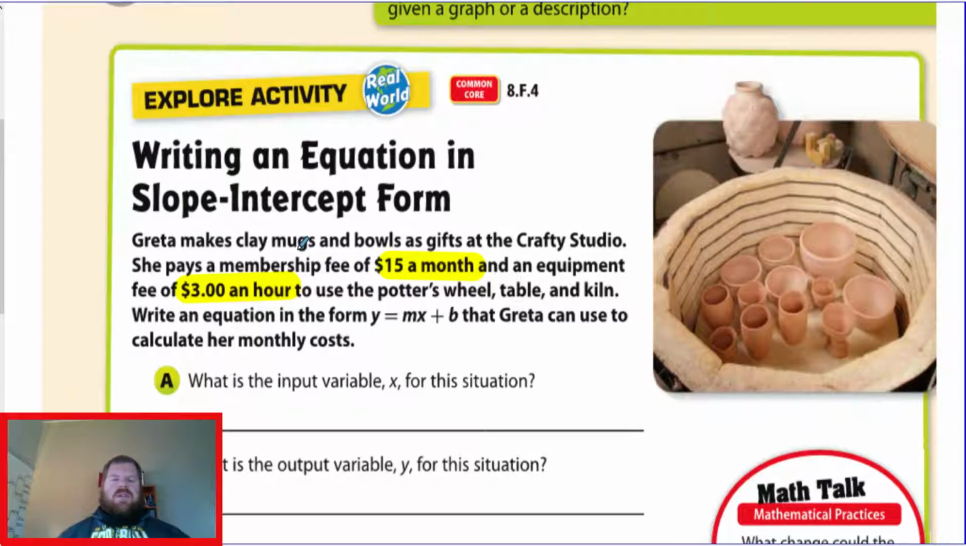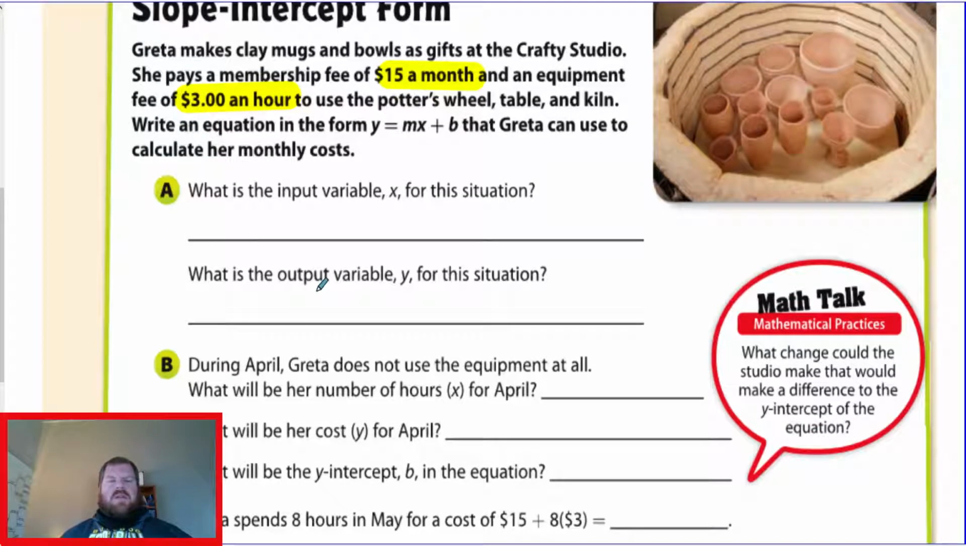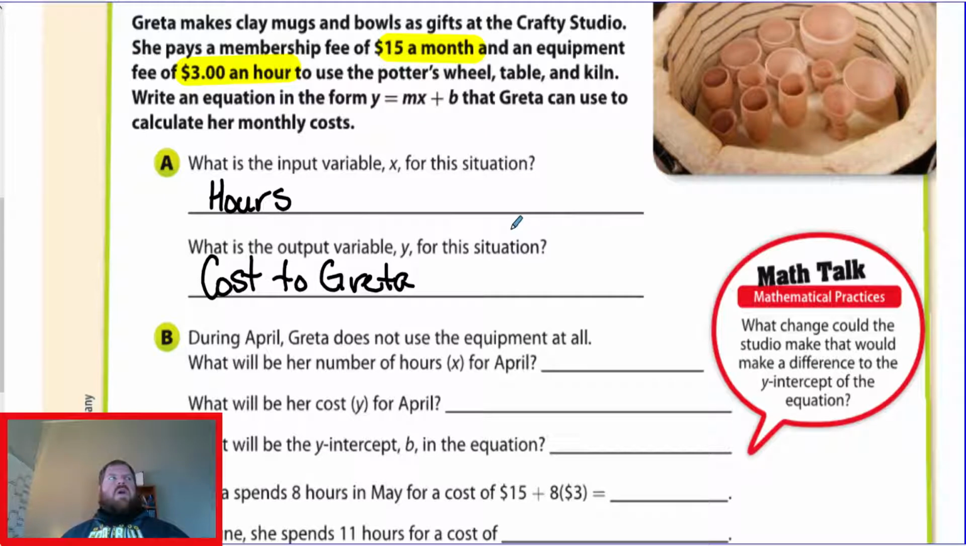So this first one says, what is the input variable x in this equation? Well, it's how many hours she works there or uses their services. It's the hours. Okay. The output variable y is how much it's going to cost her. So cost, I'm going to say cost to Greta. So we know we're not talking about the cost that the studio has, but how much Greta owes at the end of the month.